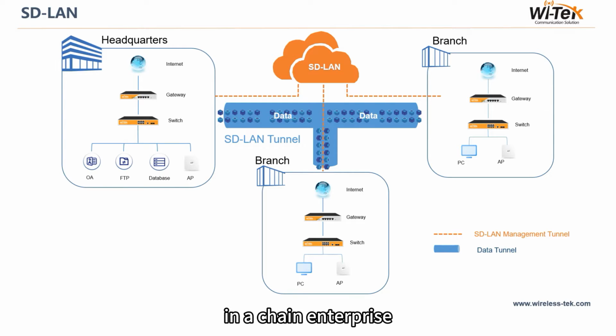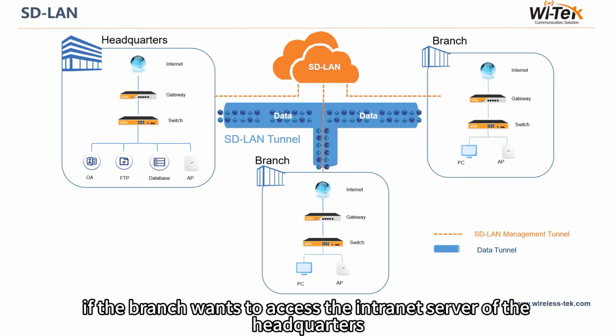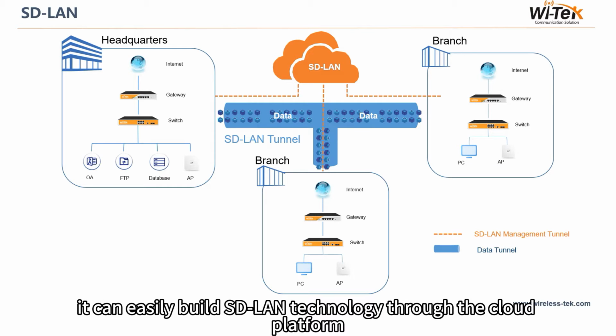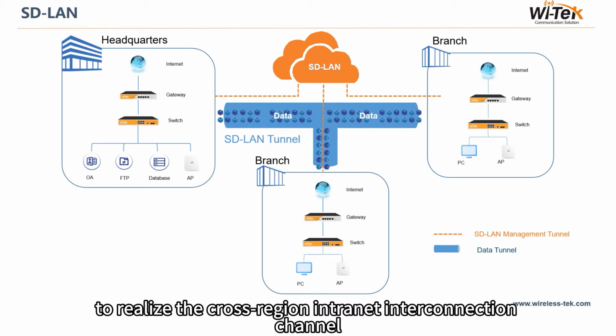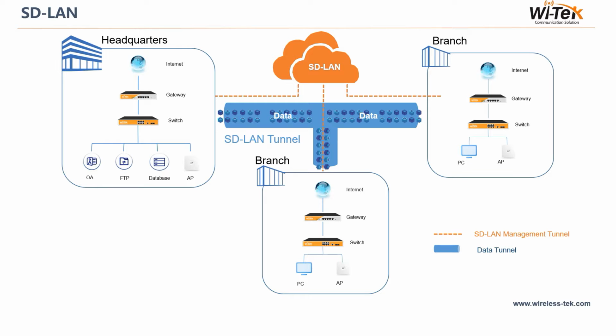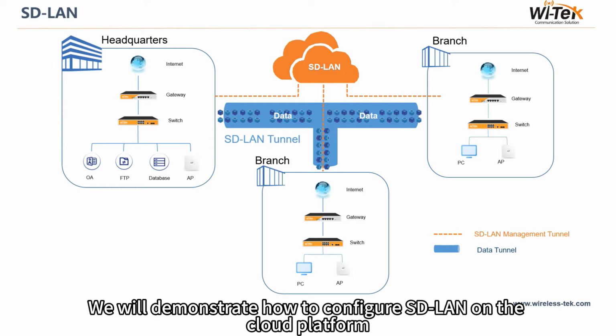For example, in a chain enterprise, if the branch wants to access the intranet server of the headquarters, it can easily build SD-LAN technology through the cloud platform to realize the cross-region intranet interconnection channel. Next, we will demonstrate how to configure SD-LAN on the cloud platform.